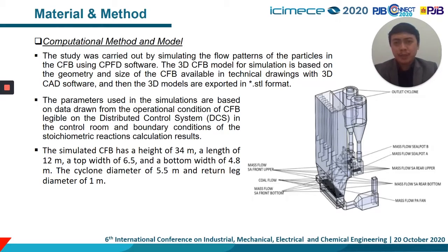The parameters used in the simulation are based on the data drawn from the operational condition of CFB, visible on the DCS control room, and boundary condition of the result of the calculation of cold stoichiometry reactions. Combustion process that involve chemical reactions are ignored, and the combustion chamber temperature is considered isothermal. 3D models of CFB and location of our boundary condition are illustrated in the figure beside.